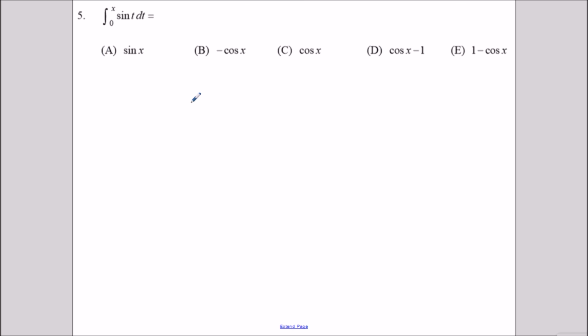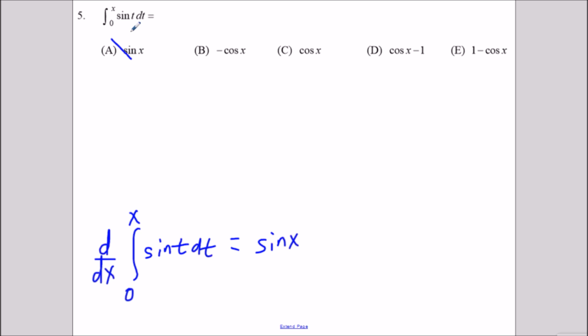For question 5, the most distracting choice is A. Please do not confuse this with FTC part 2. A lot of people, when they read this, think of the theorem that if I take the derivative of the area function from 0 to x of sine t dt, I get sine x. But there is no derivative. See how this component is not in front? So this means use FTC part 1.